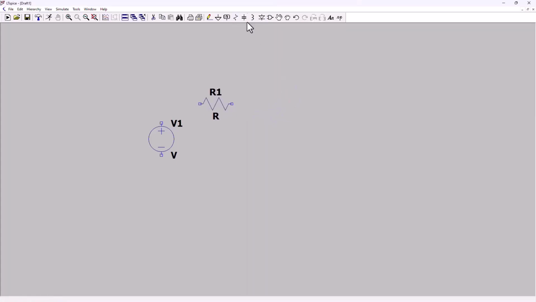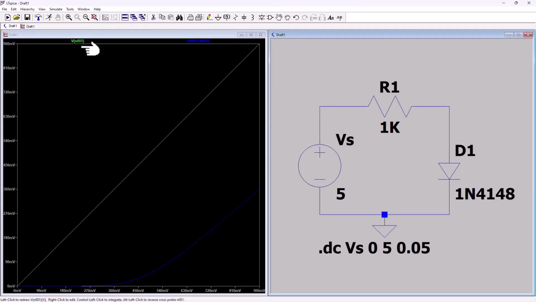Okay, then we need to pick up our diode, the subject here that we are analyzing, and we need the ground reference for our circuit. Then you can go ahead and link up your circuit, connect it up to allow the current to flow. I can delete it now because I don't need it anymore.